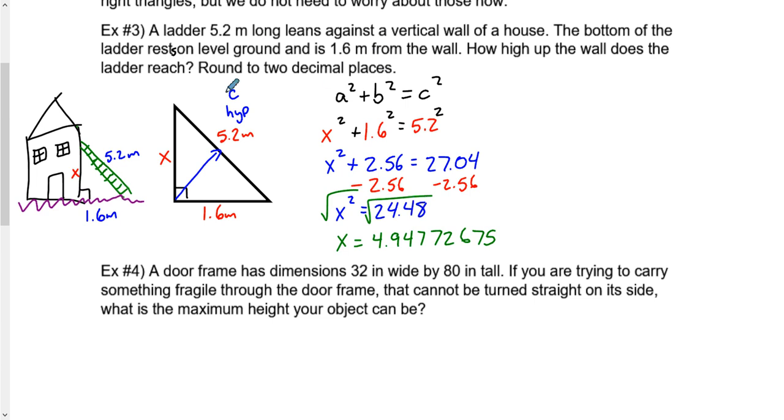But I want 2 decimal places. So to round to 2 decimal places, I need to look at the third. I need to look at this third decimal place. If this is 5 or higher, it's going to round it up. And it absolutely is. So that 7 is going to round the 4 up. So it's going to be 4.95. And in this case, we're measuring this in meters. So we're going to use meters.